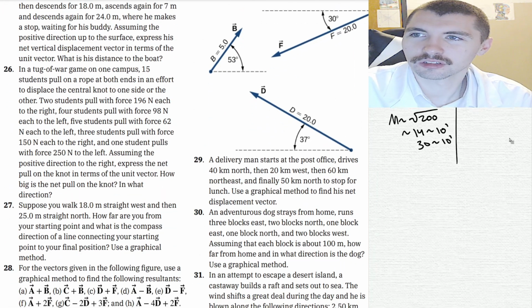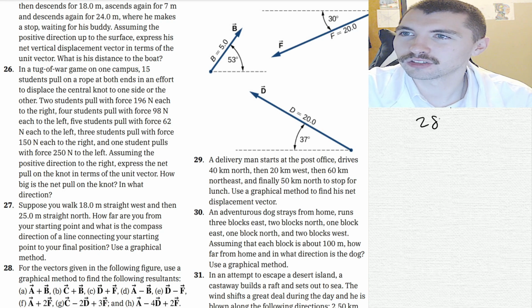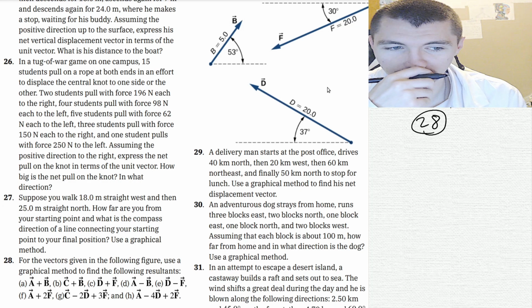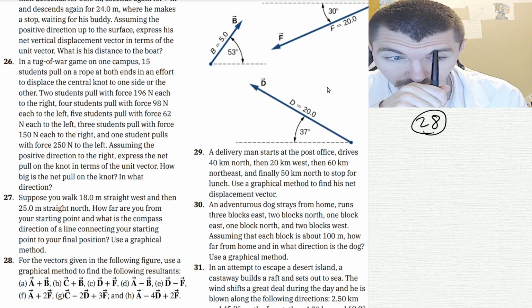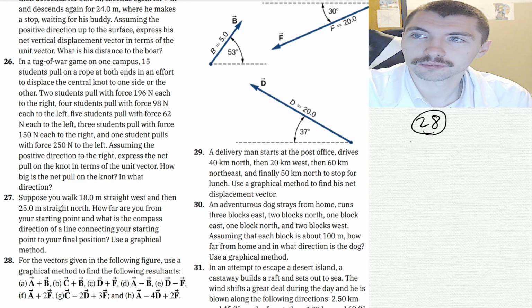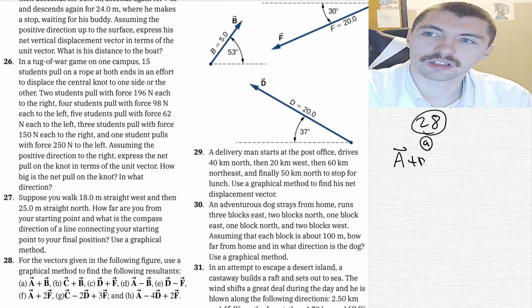Okay, let's move on. Got 15 minutes. 28. For the vectors given in the following figure, use the graph method to find the resultants. Okay. A plus B.